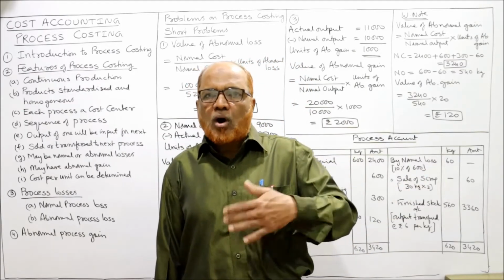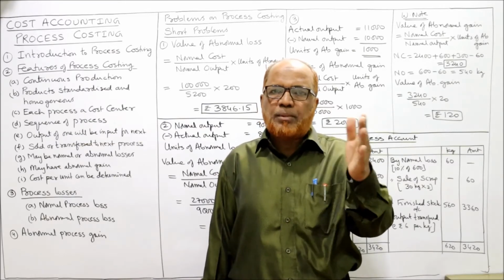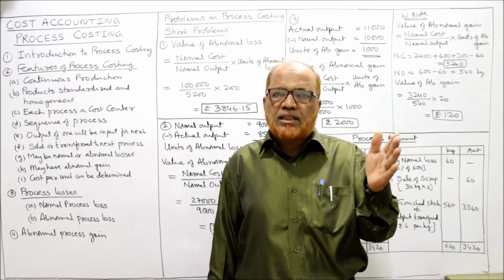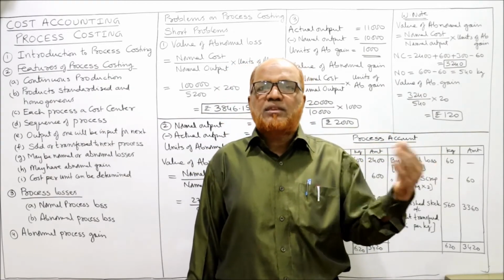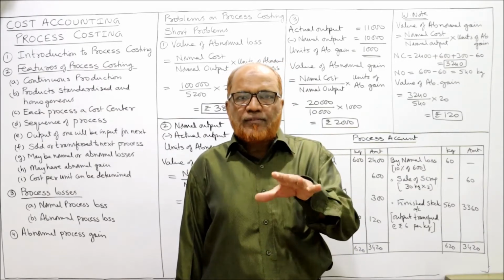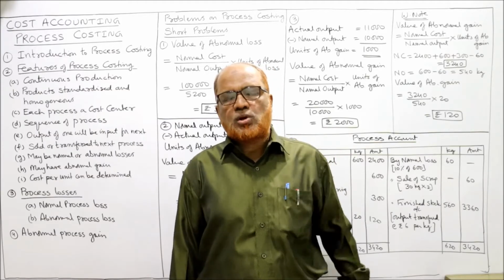That means the costs are accumulated. The output of the first process will become the input of the second process. Again some costs are incurred in the second process. Then the output of the second process will become the input of the third process. Like that it goes on. So if the nature of the business is like this, then we apply process costing.